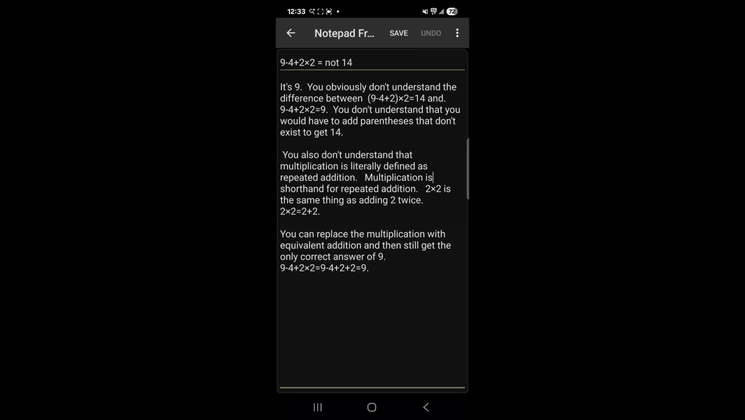No difference here. So you can replace that multiplication with equivalent addition, and you're still going to get the only correct answer of 9. 9 minus 4 plus 2 times 2 equals 9 minus 4 plus 2, which equals 9. So 14 is completely senseless. A lot of people just think that you blindly solve left to right. That's never been true. Nobody was ever taught that, but unfortunately a lot of people forget.